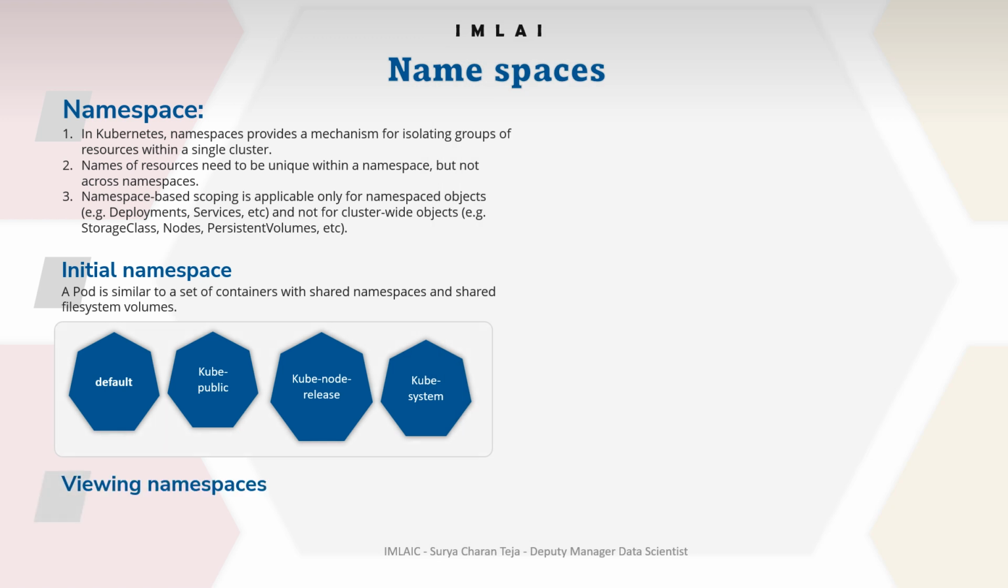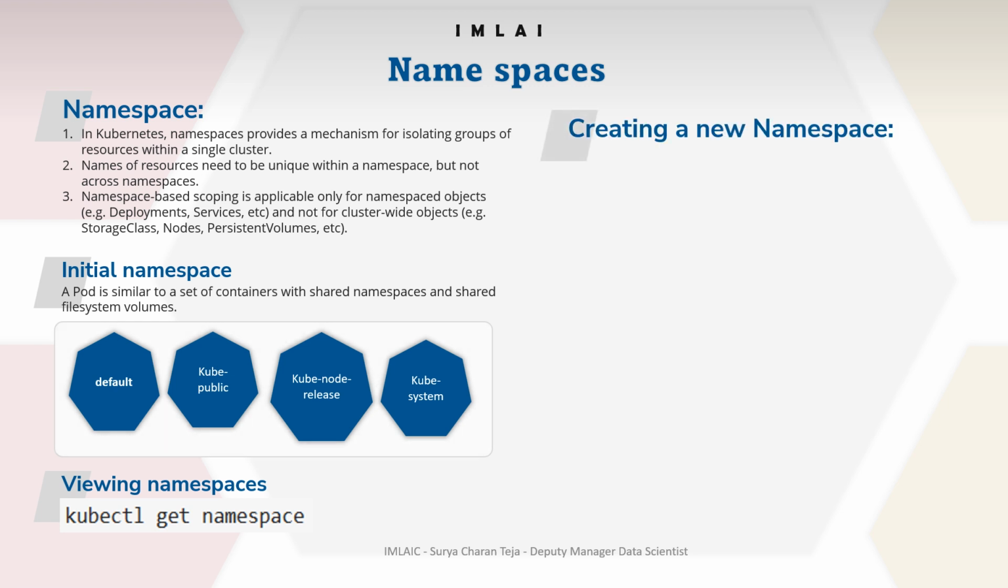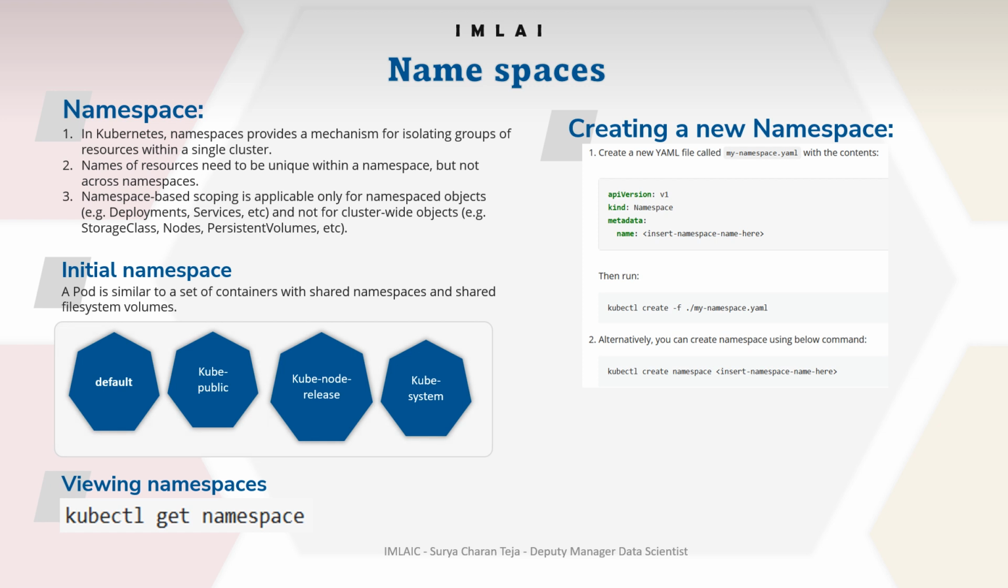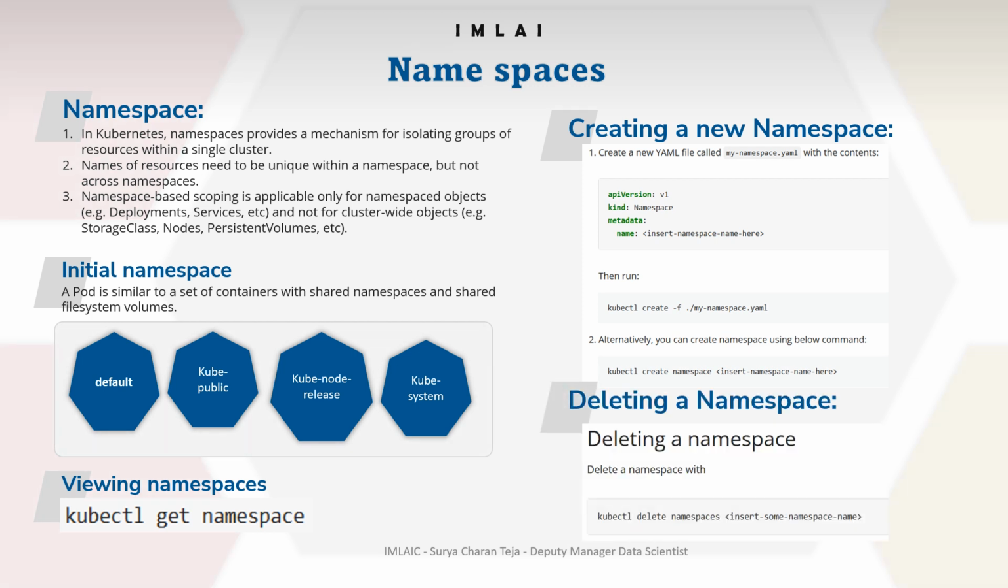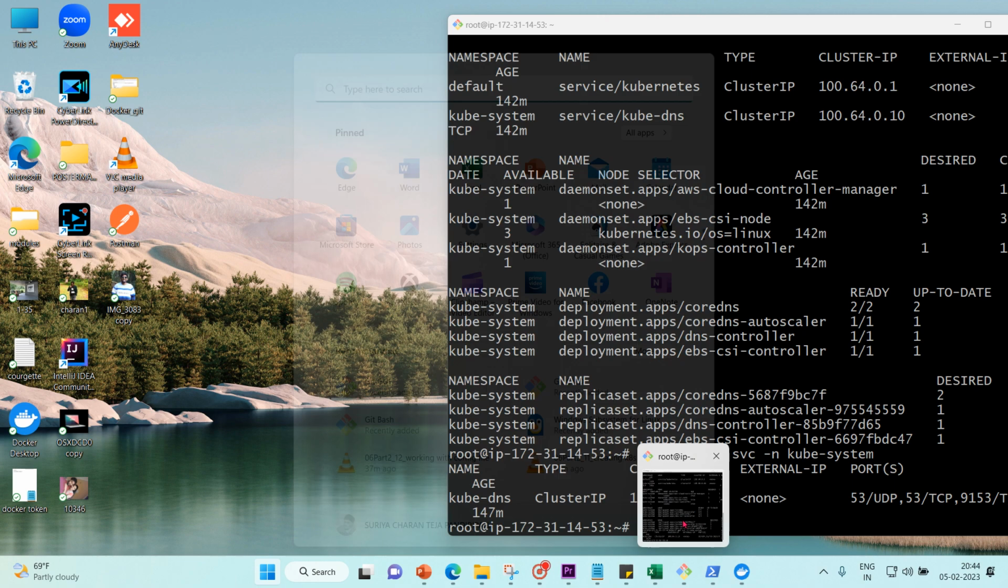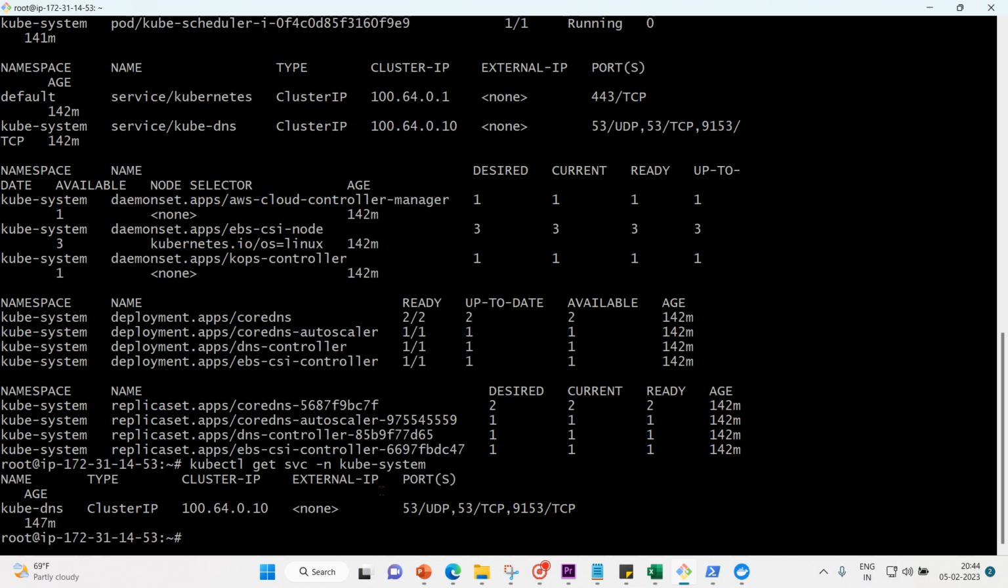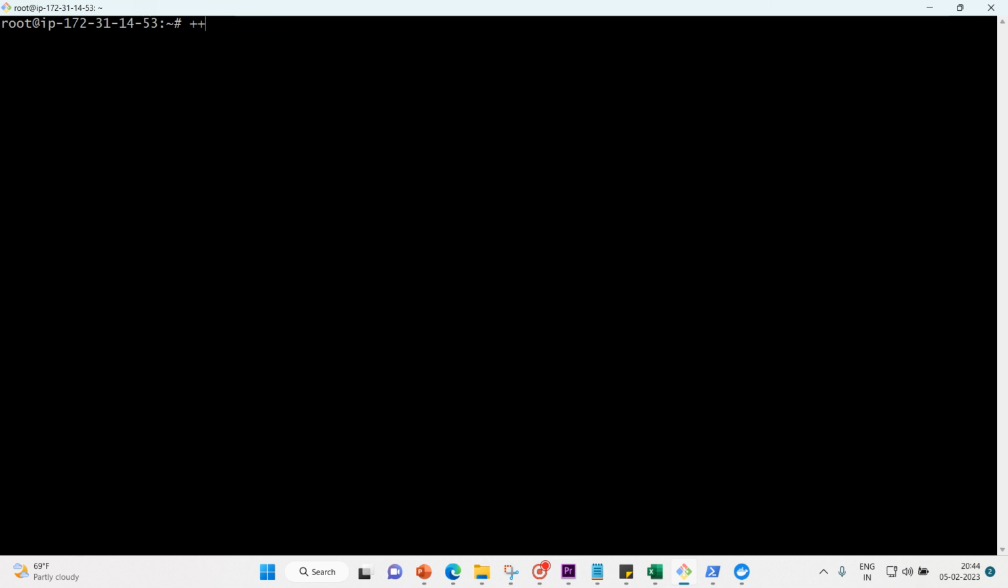So we have viewed the namespaces using kubectl get namespace. Now we will create a new namespace. Let's do that, and then we will delete the new namespace. This is the exercise we are going to do. For that, again we have to get into our server, our kops instance. We are in the kops instance. So clear the screen and make it bigger. It's fine, I guess.